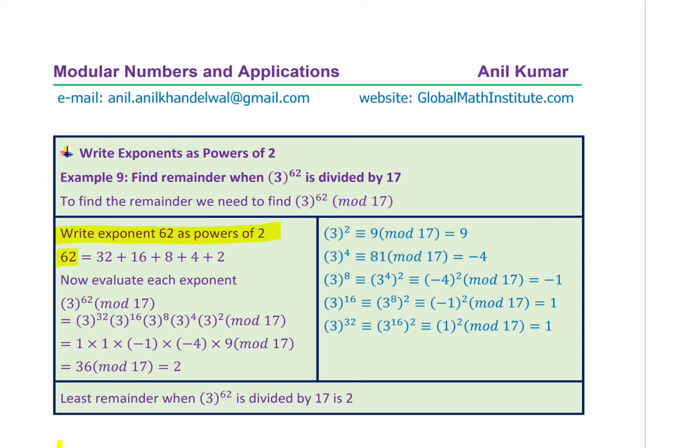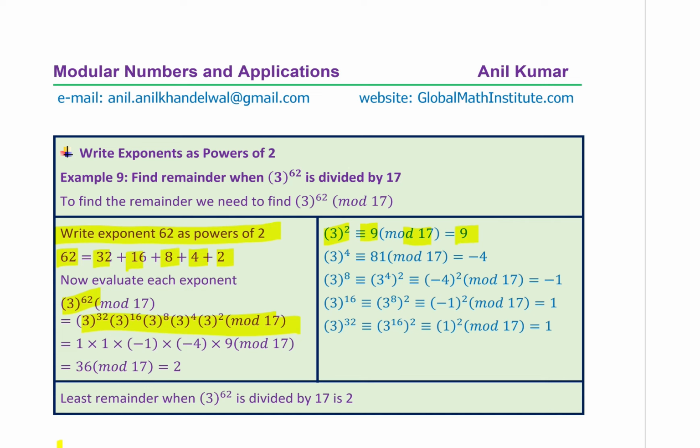Well, 62 can be written as 32, 16, 8, 4 plus 2. If you add them up, you get 62. Now, 3 to the power of 62 could be written as 3 to the power of 32 plus 16 plus 8 plus 4 plus 2. That's what I've written here, mod of 17. Now, individually, 3 squared is 9, so 9 mod 17 is only 9. If the number is smaller than n, then you just take it as the remainder.